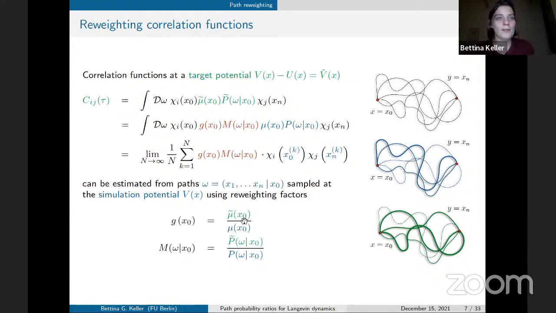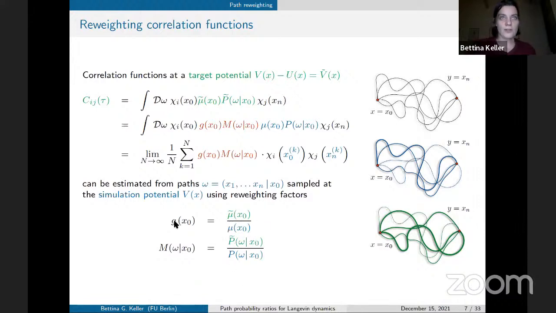One is the probability of finding the system in the initial state, and the other is the actual path probability of seeing the path given that the state has started in x0. So the probability of the path omega given that we started in x0. And these are just ratios of the relative path probabilities in the target potential and the simulation potential. So our goal now is to calculate these factors.